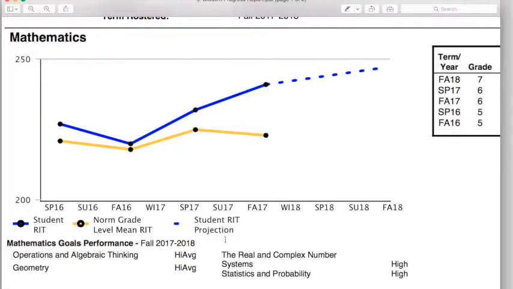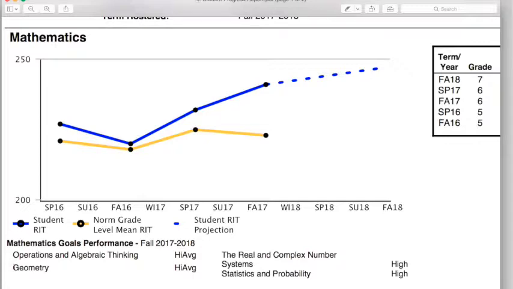2 other things that are important here. One is a projection. Again, this is the projection that MAP does in terms of where the student might expect to go in future testing cycles. So you can see this is what the expectation would be going towards next fall, that the student would be able to reach up to about right here. Again, it's a goal, and what we use sometimes to encourage the kids and help the kids in working towards that.